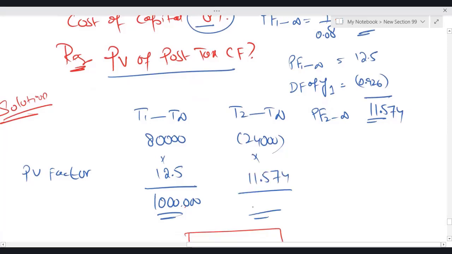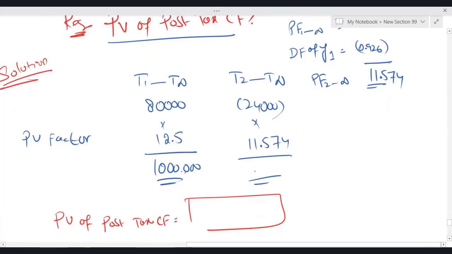So 24,000 multiplied by 11.574, I'm getting 277,776. So the final answer is 1,000,000 minus 277,776, which is 722,224. So the present value of the post-tax cash flow is 722,224.